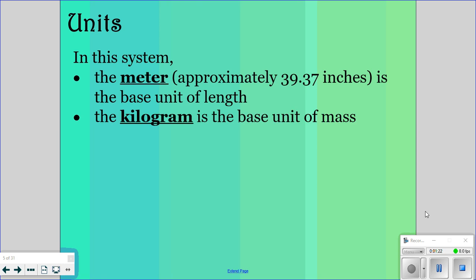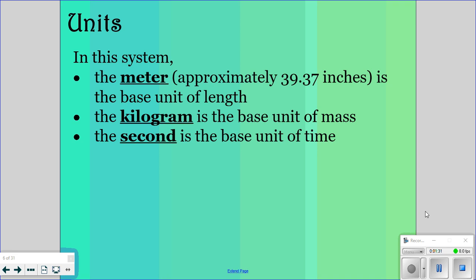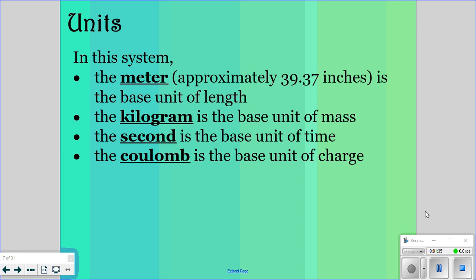A kilogram is the base unit for mass. So instead of weighing in pounds, we're going to be weighing in kilograms. And then the second is the base unit of time. Coulomb is the base unit for charge, and you may or may not have heard of that one before. We will deal with that later, but when we get to charge, that is the base unit, the Coulomb.